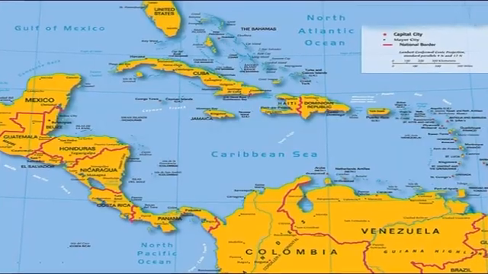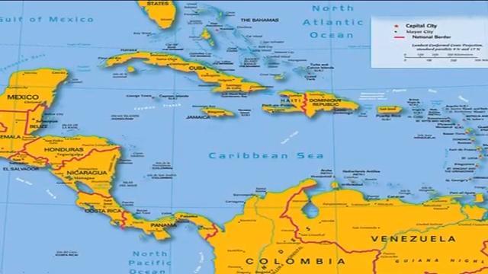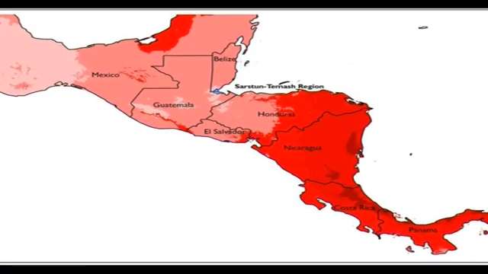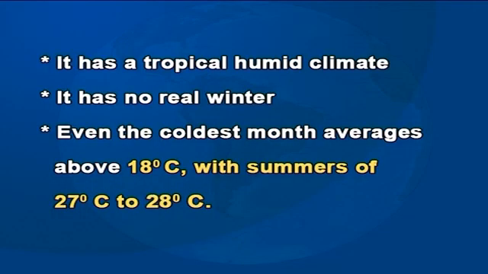Central America is a narrow strip of land connecting the two large landmasses of North and South America. It lies fully within the tropics, yet has at least a dozen climatic zones. Central America benefits from a tropical climate year-round with consistently high temperatures and storms that tend to be short and heavy. It has a tropical humid climate. It has no real winter. Even the coldest month averages above 18 degrees Celsius, with summers of 27 to 28 degrees Celsius.